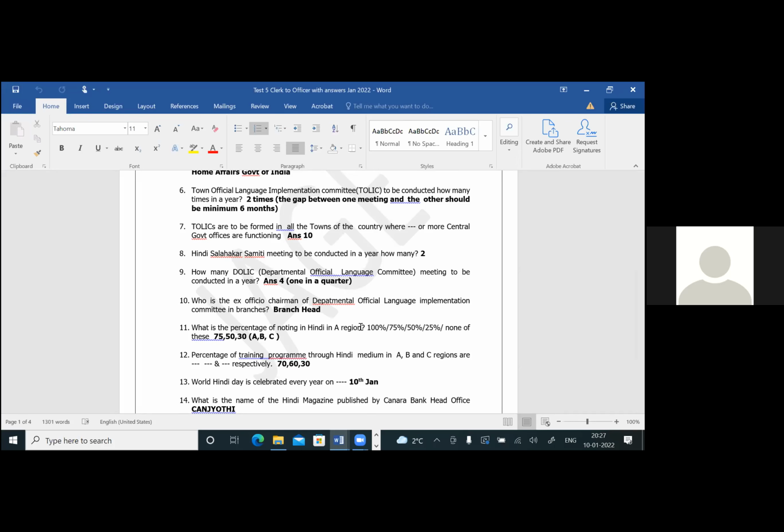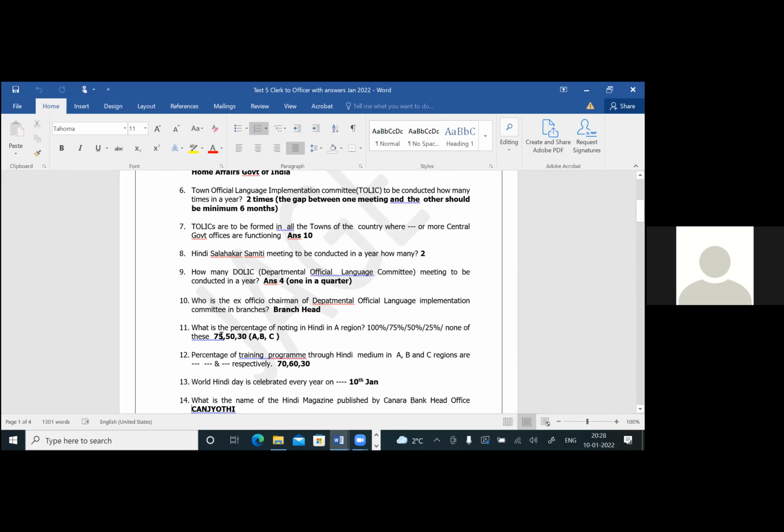In the next paragraph, we will discuss which region, how many regions are there, which state is in which region, and how many circle offices of our bank are in that region. That also we will see. So what is the percentage of noting in Hindi in a region? In A region, the noting should be 75%.